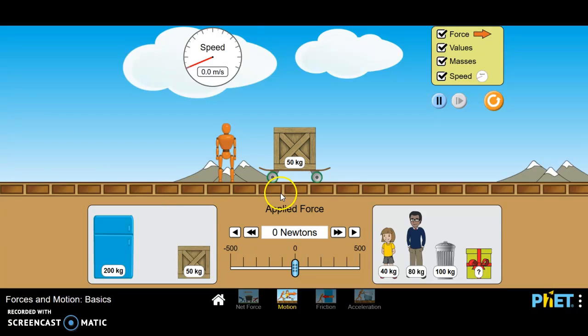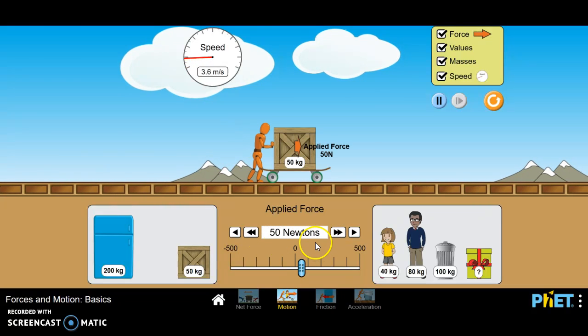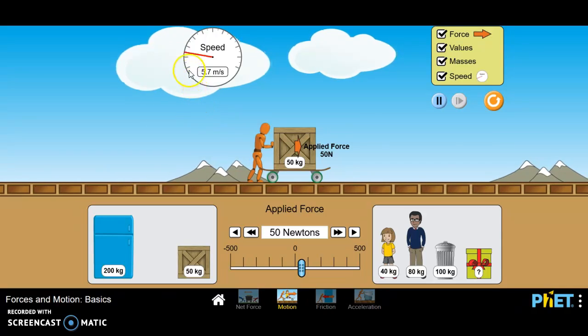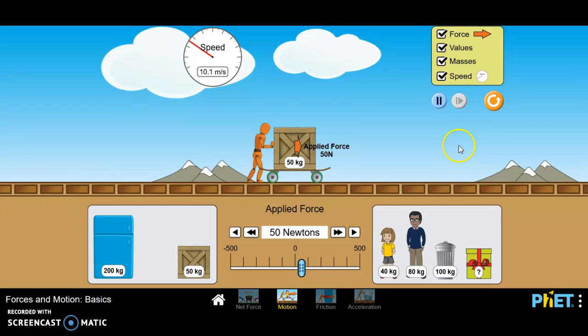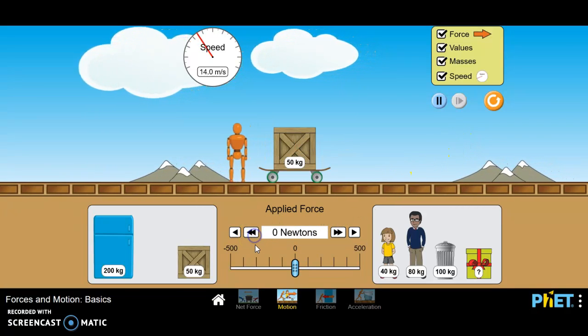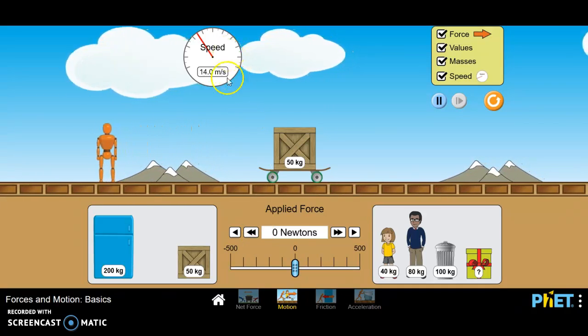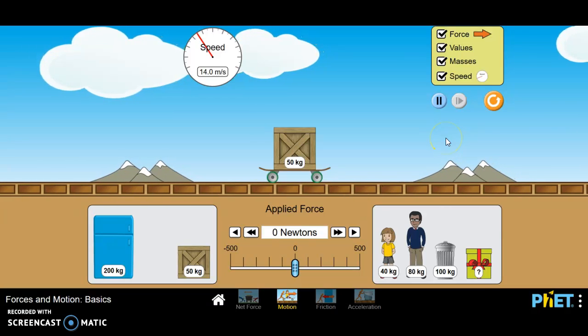I'm going to put it on our skateboard here, and we are going to add 50 newtons of force. We can see that our speed is increasing steadily in this direction. If we were to take away the force, the speed would stop increasing, but the motion of the object would keep going at the same speed.